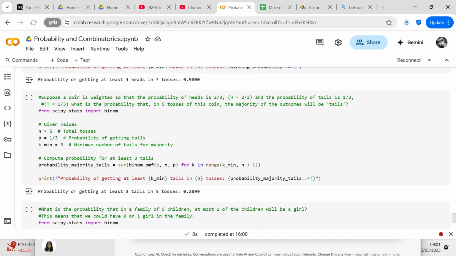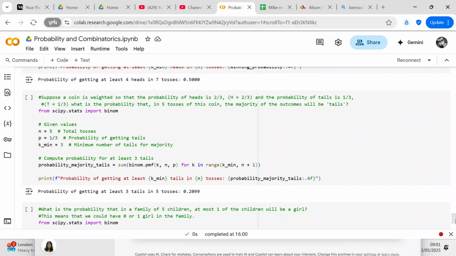So the next question we have is, suppose a coin is weighted so that the probability of heads is 2/3 and the probability of tails is 1/3. What is the probability that in 5 tosses of this coin, the majority of the outcomes will be tails? So we're going to import scipy.stats, and import the binom function from scipy.stats. The total tosses is n equals 5. Probability of getting tails is p equals 1/3. Minimum number of tails for majority, k_min equals 3.